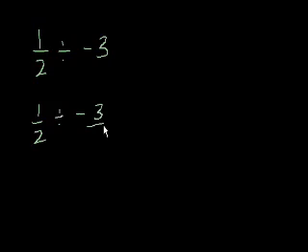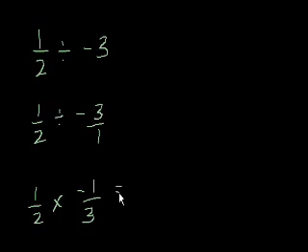Let's say 1/2 divided by minus 3. Aha! So what happens when you take a fraction and divide it by a whole number or an integer? Well, we know any whole number can be written as a fraction. This is the same thing as 1/2 divided by minus 3 over 1. And dividing by a fraction is the same thing as multiplying by its inverse. So the inverse of negative 3 over 1 is negative 1 over 3. And this equals negative 1/6.